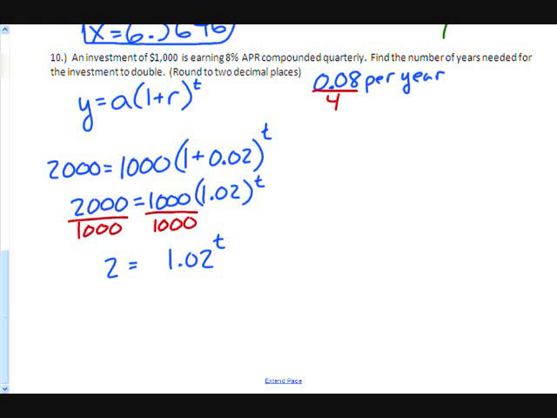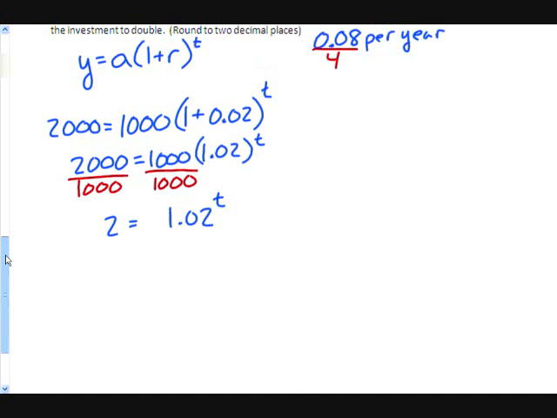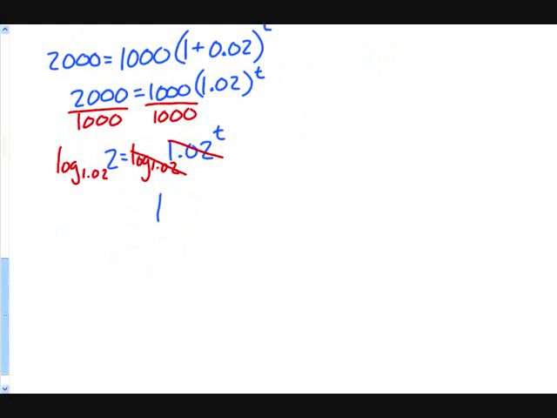And now to solve this, I have to use logarithms. So I need to use a logarithm of each side. For this one, you could use the natural log. I'm going to use log base 1.02. I choose the base of the exponential function because it just makes things cancel a little bit nicer. So log base 1.02 of each side. Over here, the log base 1.02 and the 1.02 raised to a power cancel out, so I'm just left with t.